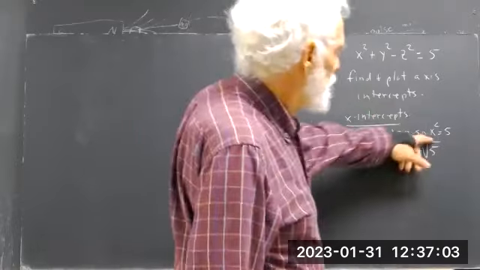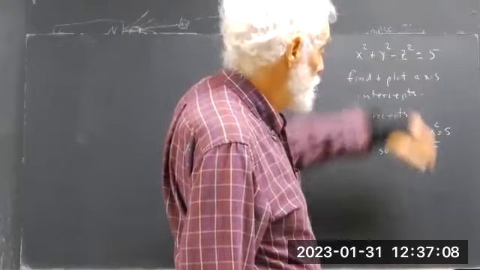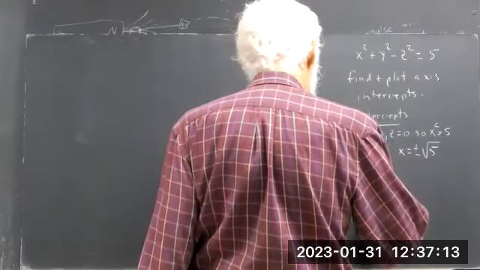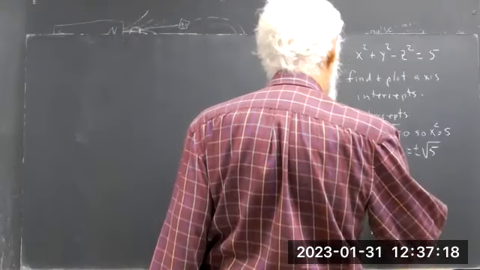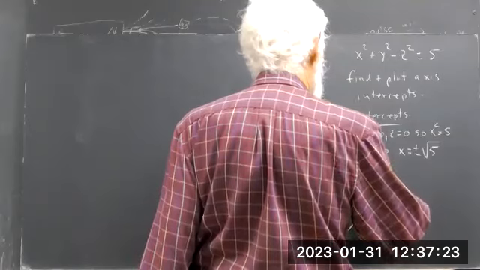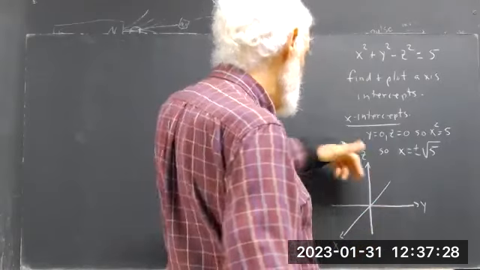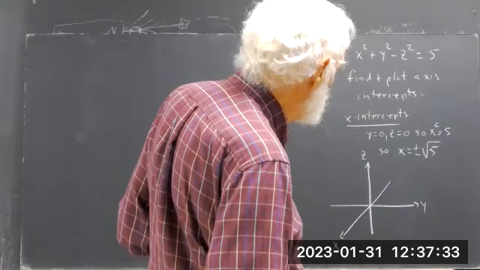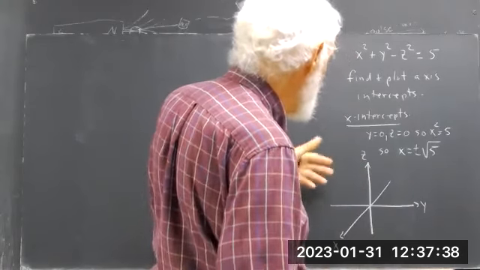Well, the solution to x squared equals 5, which is what you get if y and z are both 0, is x equals plus or minus square root of 5. So we can put that on a graph. Somebody want to put x here, y here, and z coming out. That's okay. Oh, you have the arrows in the right direction.